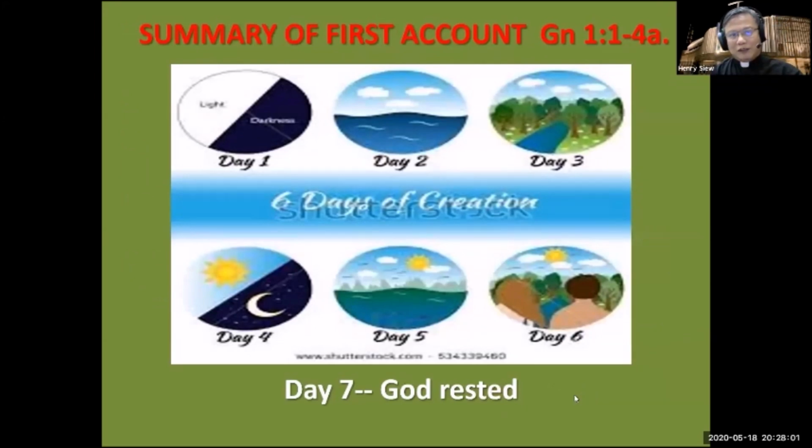As a summary, you can see day 1, day and night, the water above, the water below. Day 3, on the earth, the dry land and the wet land. Fourth day, the sun, the moon, and the stars. Fifth day, the birds above and the living creatures in the sea. Sixth day, you have the creation of the human persons. And then on the seventh day, God rested. So this is a quick summary.